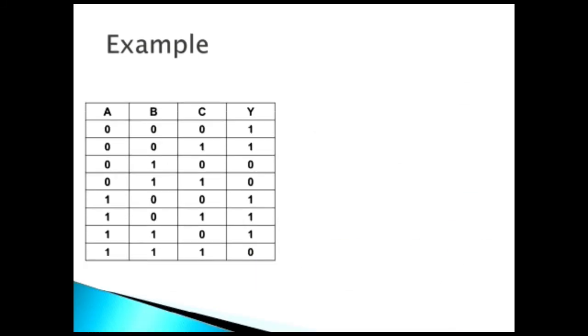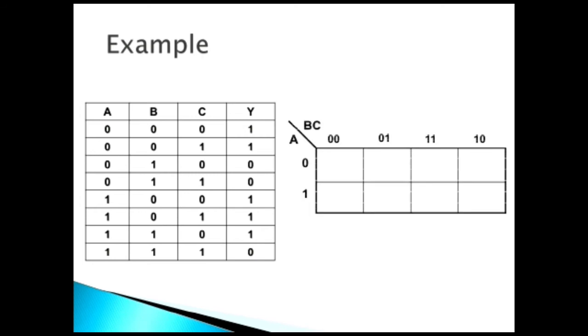Now, let us discuss another example. Again, it is a 3 variable K-map. We will place the ones at proper locations, because for A is equal to 0, B is equal to 0, C is equal to 0, output is 1. So, we have placed the 1 at proper location. In the same manner, we will place the other outputs that are 1 in various cells.